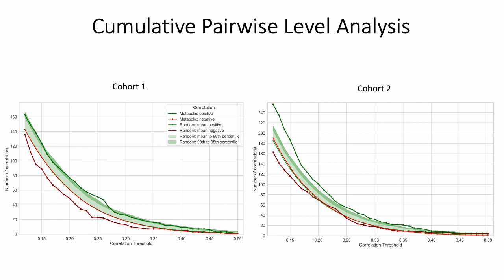in terms of positive metabolic correlations, and we see that at the lower correlation thresholds, up until 0.2 something, the metabolic modules exceed a randomly selected set. The negative metabolic modules in general appear in both cohort 2 and cohort 1 to be below the average.